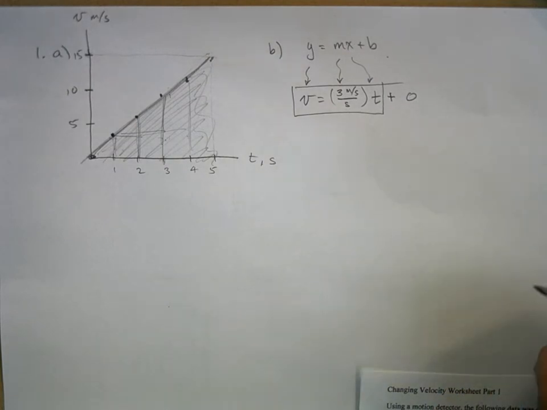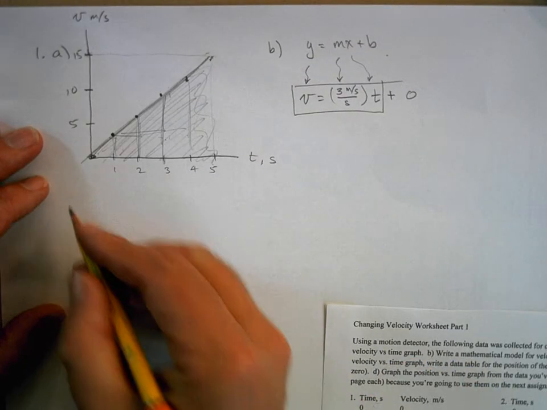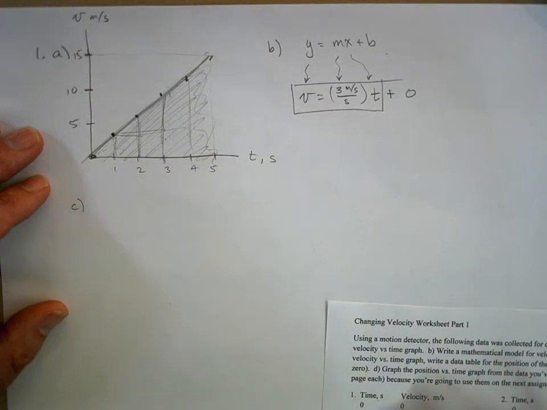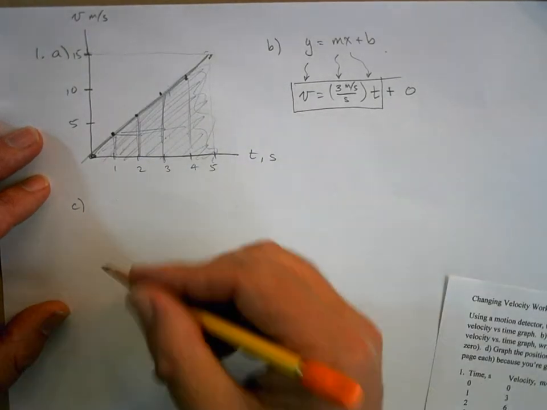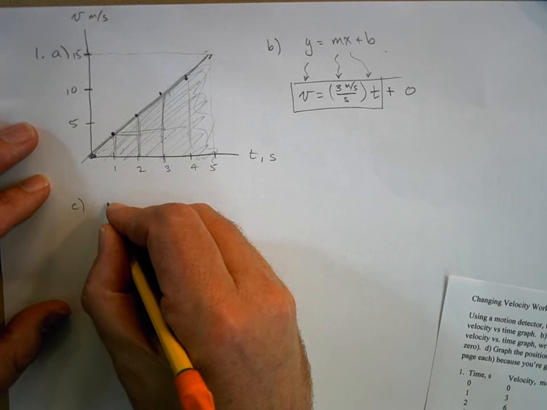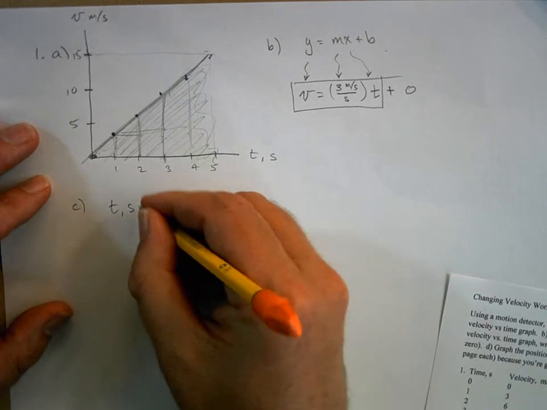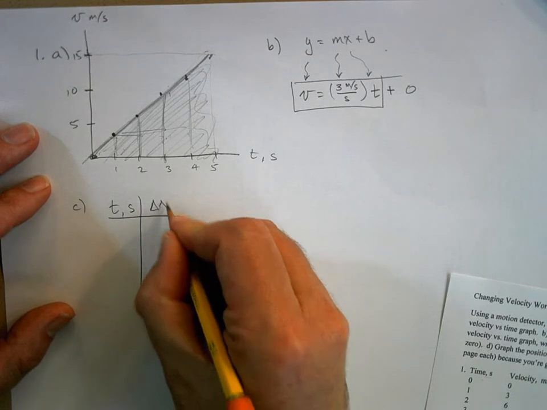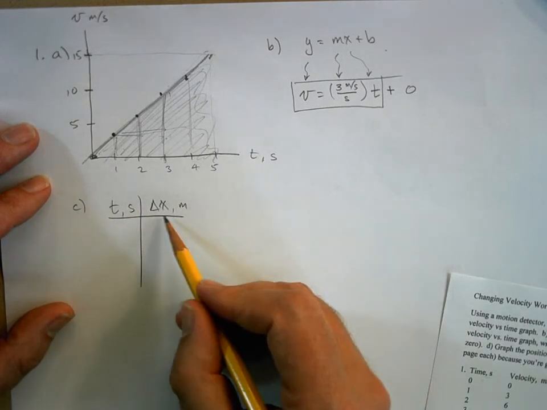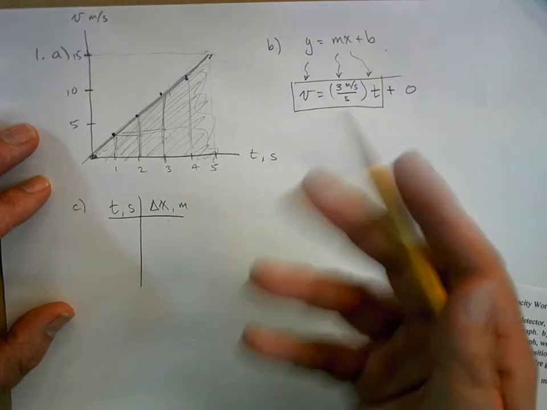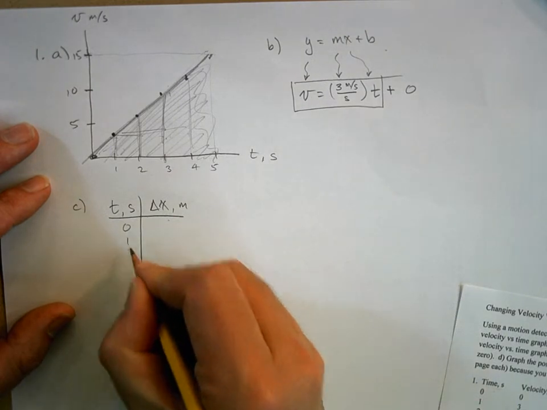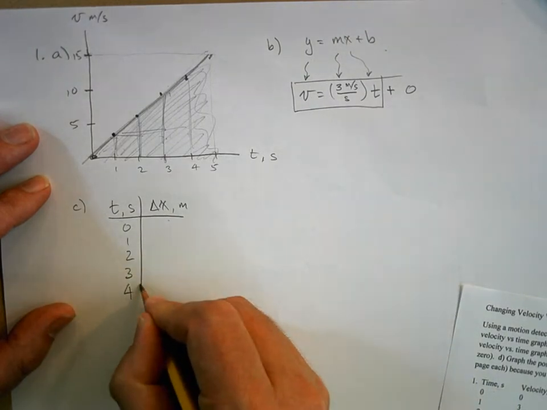But what I want to know is, as a function of time, how far have I gone? So I'll say this will be time in seconds, and this will be delta x in meters. But actually, since my starting position is at the origin, delta x is the same thing as x, because x initial is 0. 0, 1, 2, 3, 4, and 5.